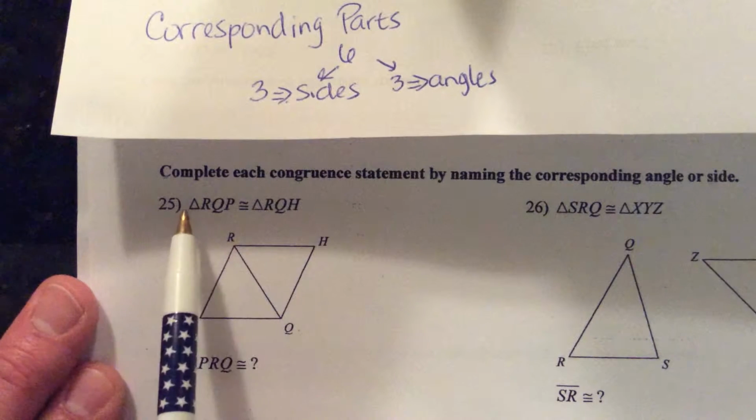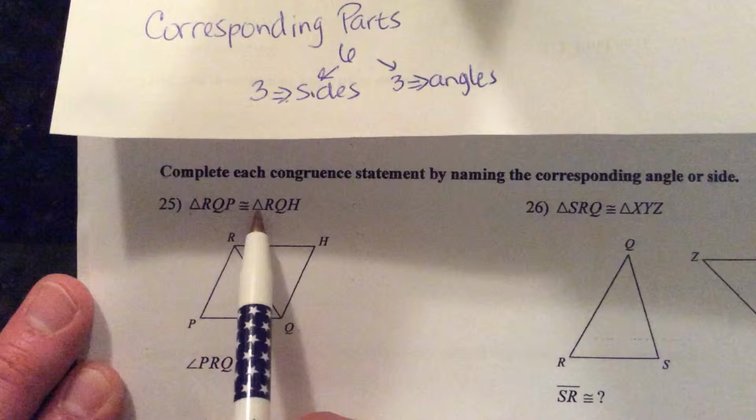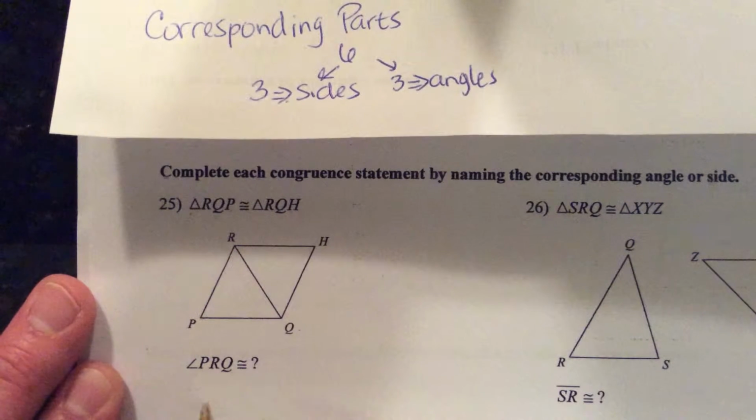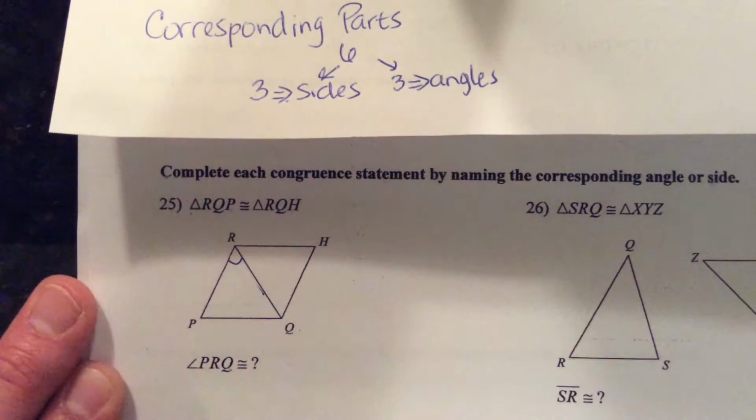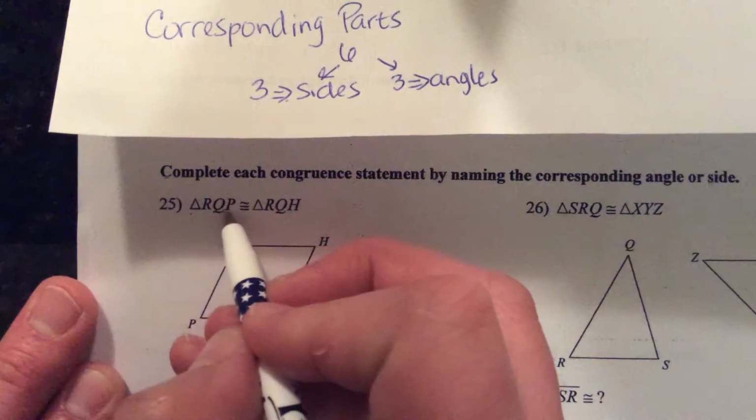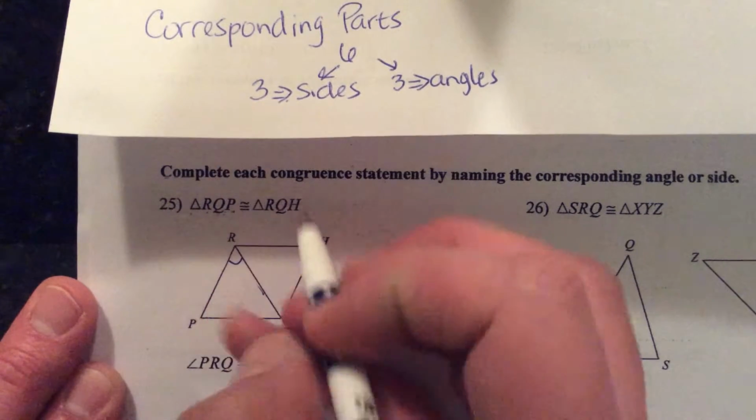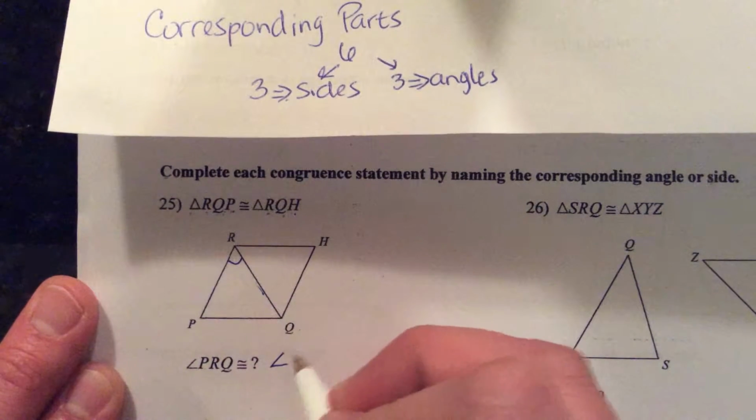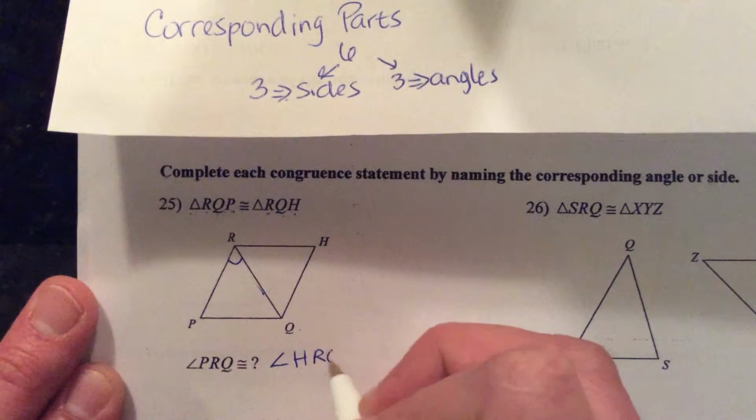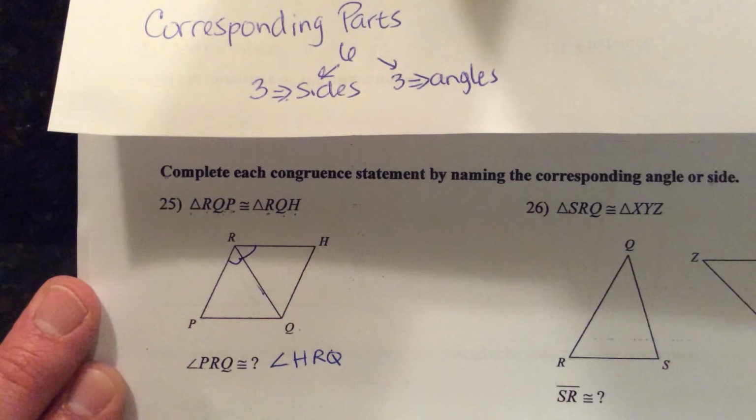They want us to name the corresponding part. Well, they're telling us triangle RQP is congruent to triangle RQH. We have angle PRQ. PRQ is this angle right here. If you look at our congruency statement, PRQ, that's last, first, middle. If I go last, first, middle here, that's angle HRQ. It would be congruent to that angle right there.